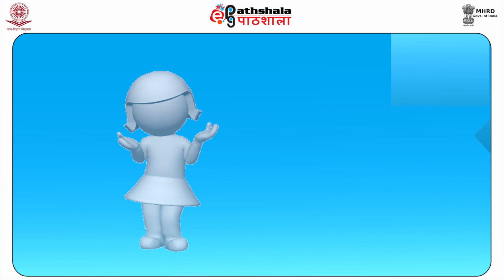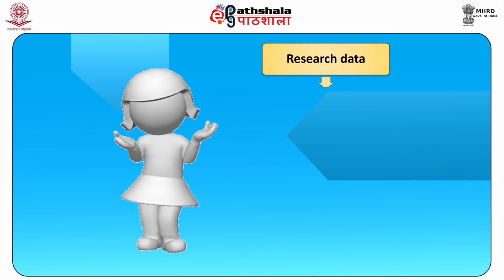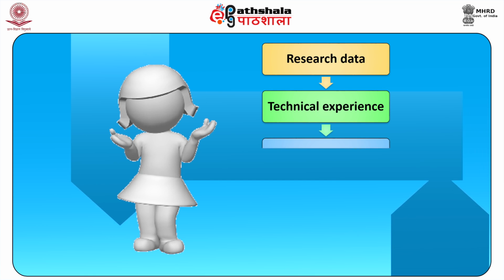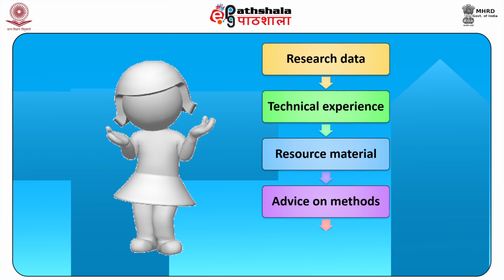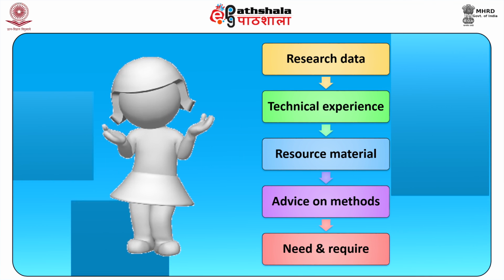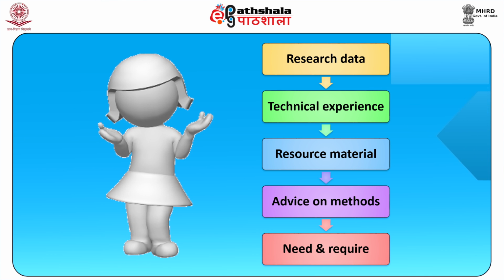As an expert, the worker's role is to provide information, knowledge, and advice in a number of areas in which he or she is specialized. Often, the worker has to provide research data, technical experience, research material, and advice on methods that the community may need or require in the process of achieving its goals.